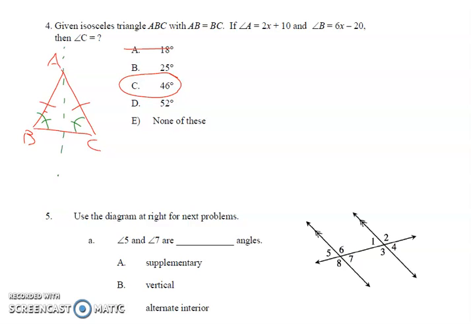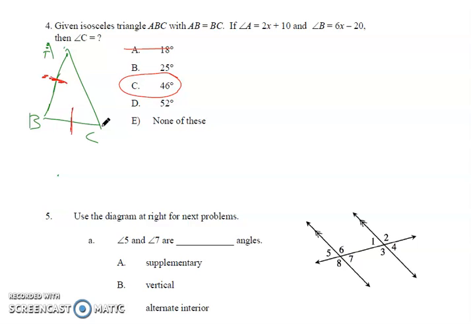If I draw in a line of symmetry, make sure I got that one right, AB and, oh, that's not right. Let me try that again. Oh, it's the wrong side. So we have triangle ABC, AB and BC are equal. So that means the line of symmetry is here. So that means angle A and angle C are the two equal angles. Any questions on that?